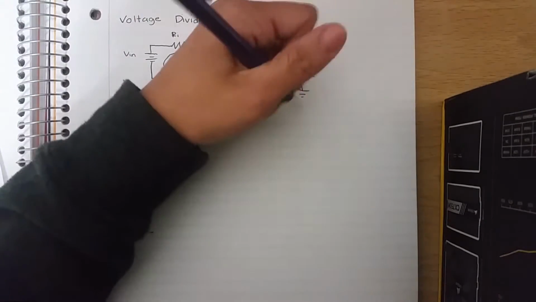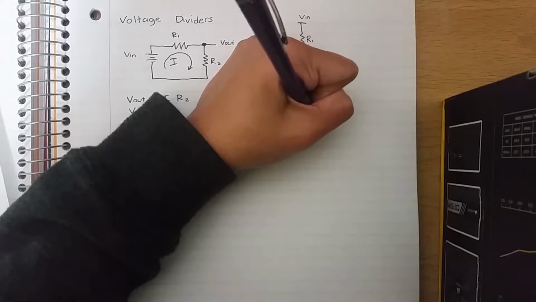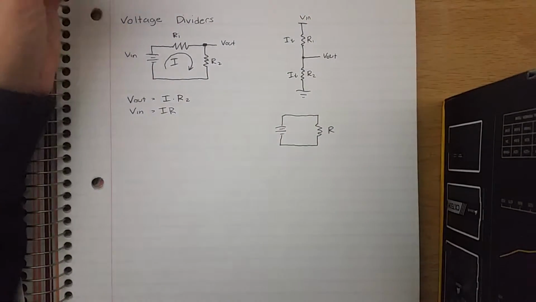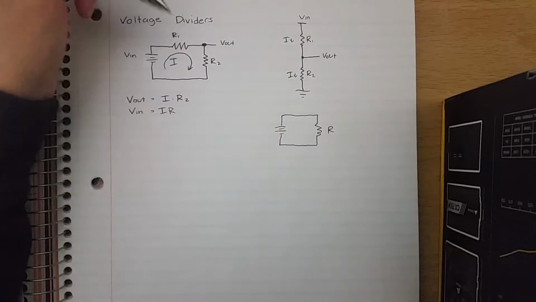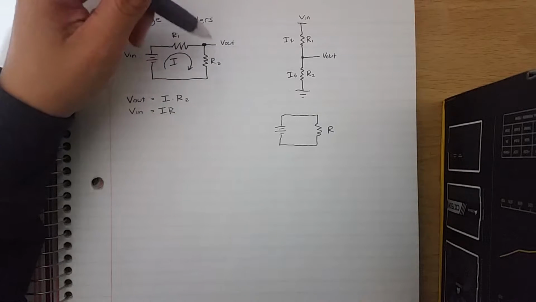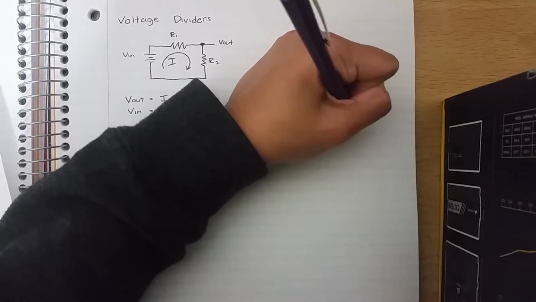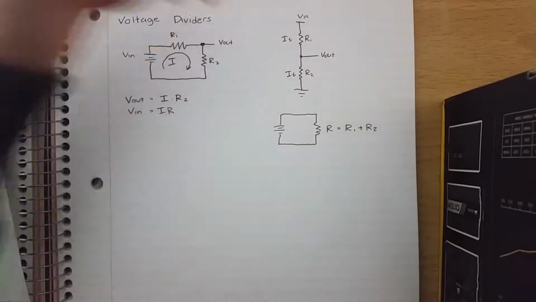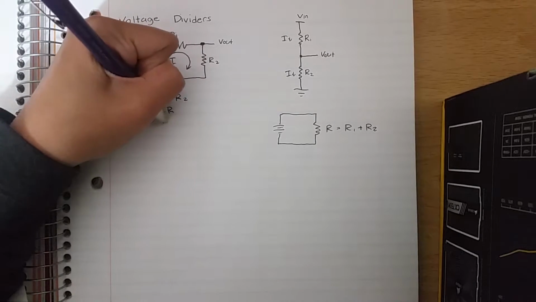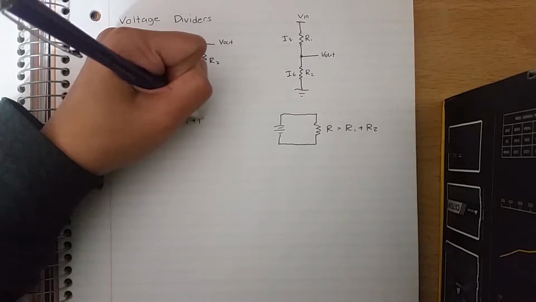Well, let's draw the equivalent circuit over here. And we have one big R over here. Now, what is big R? Big R is the equivalent of R1 plus R2, because these resistors are in series, so we can simply add them together to get the big R. So R1 plus R2 equals R. Now let's plug that in. V in equals I times (R1 plus R2).